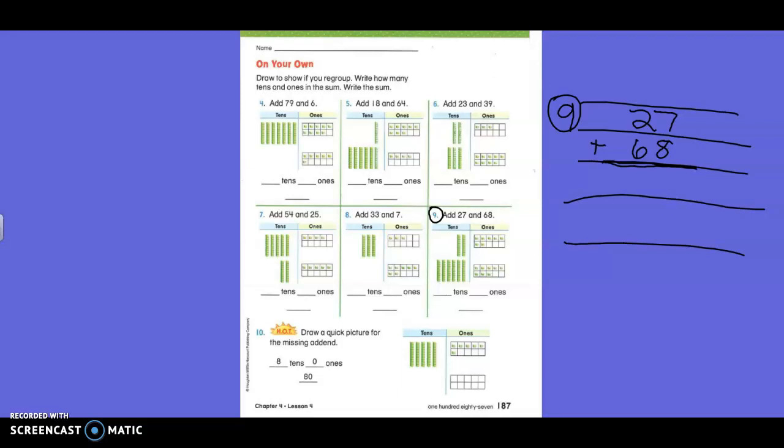What is the 1s side? What are the 2 numbers that we're going to add if we're adding up the 1s, Grayson? 7 plus 8. What is 7 plus 8, Lena? 15. Okay. So the number is 15, right?